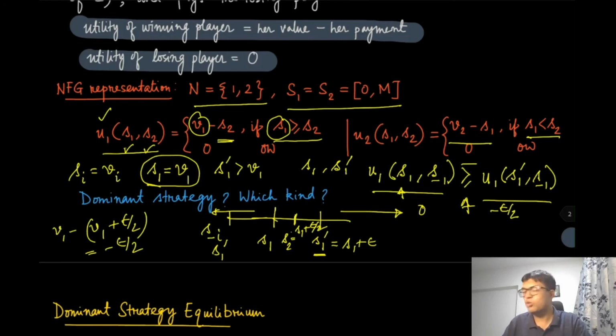So no matter wherever your Si prime lives, either it is larger than S1 or smaller than S1, which is equal to V1, it is going to be weakly dominated by S1 equal to V1. And similar arguments hold for player 2 as well. So therefore you can say that this strategy of reporting your Si to be equal to your Vi is a weakly dominant strategy.